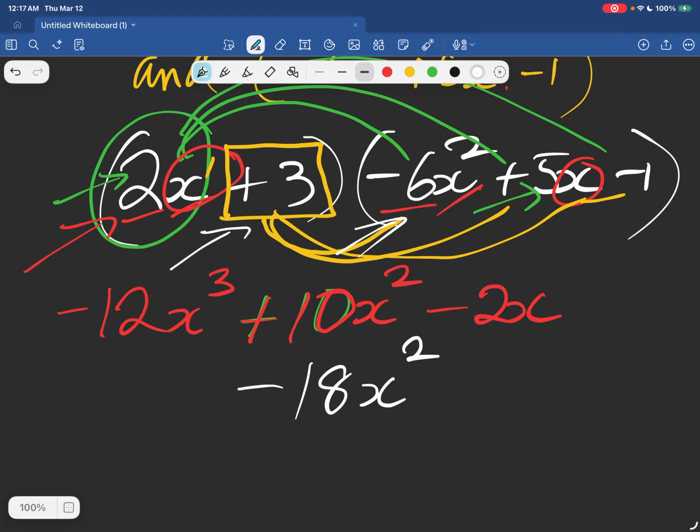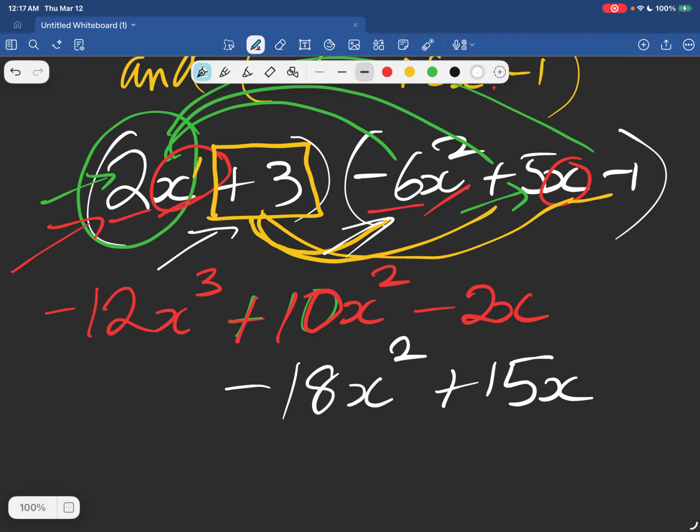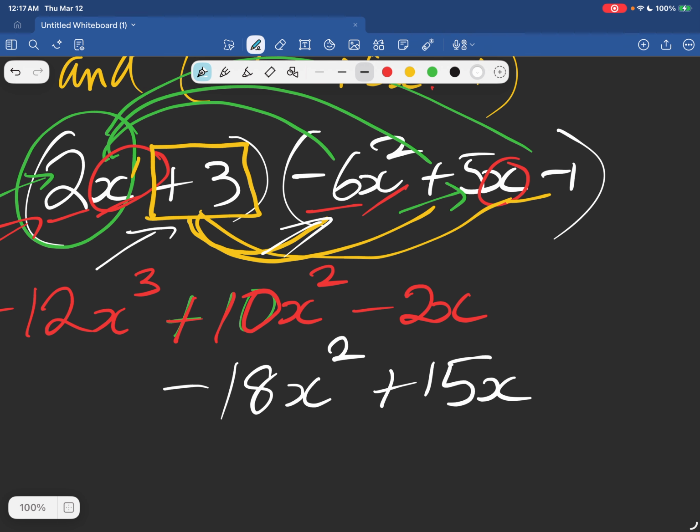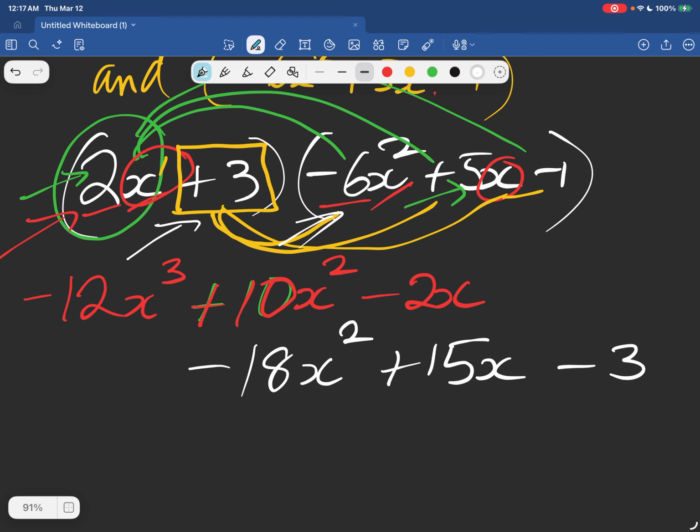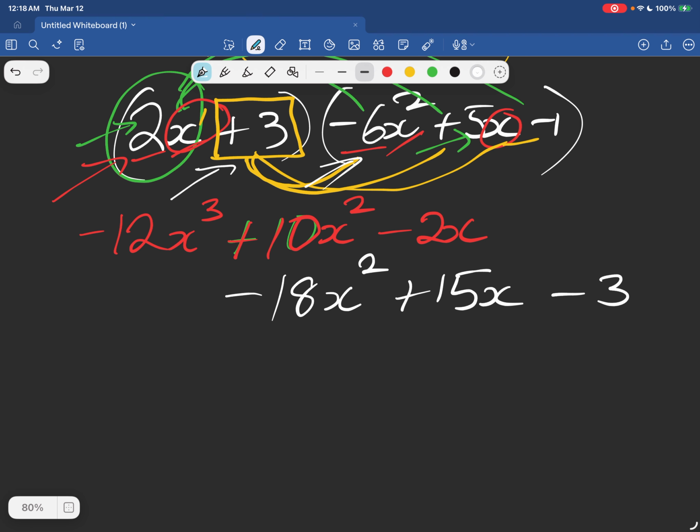We're now going to do positive 3 times positive 5x. That gives positive 15x. And finally, we're going to do positive 3 times negative 1, which gives negative 3. If you notice, you will see that the like terms are lined up with each other. And we're going to combine them using that technique.